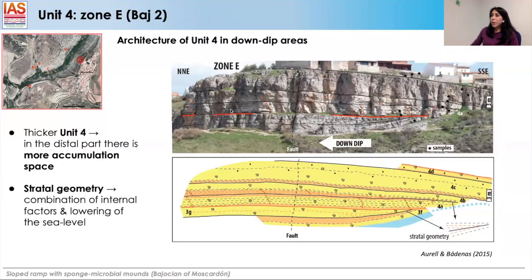The last stop was in zone E, in this aerial image, in unit 4 again. Here we have a panoramic view of unit 4. In this case, unit 4 appears thicker. This is because there is more accumulation space. And we took a look at the stratal geometry, which was a combination of internal factors and the lowering of the sea level.